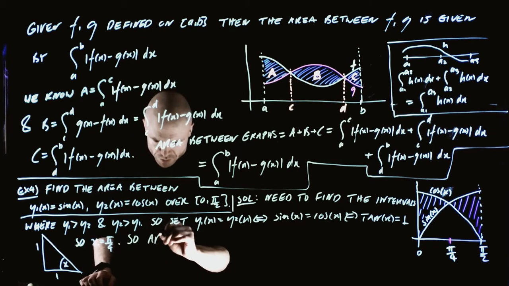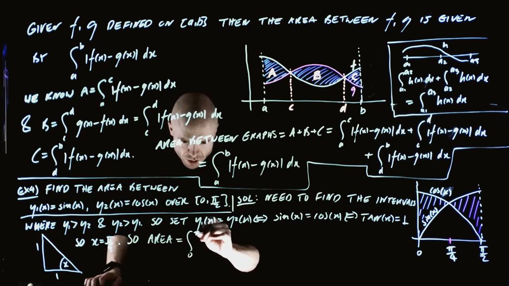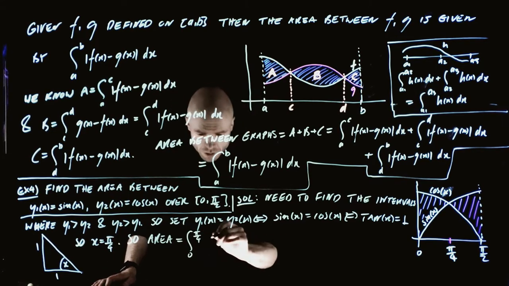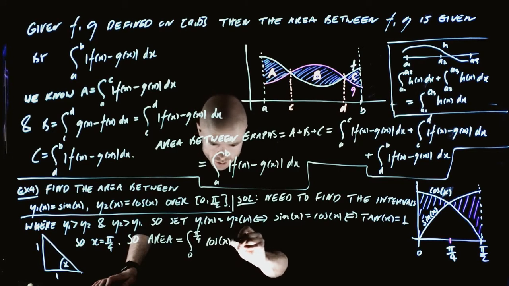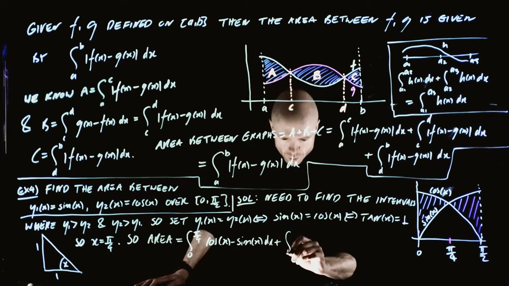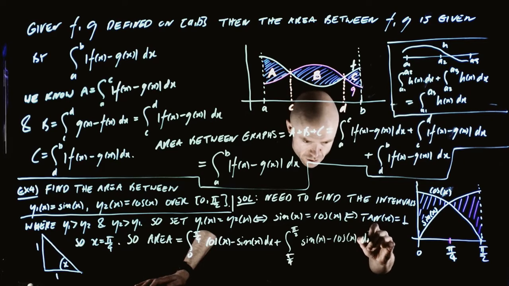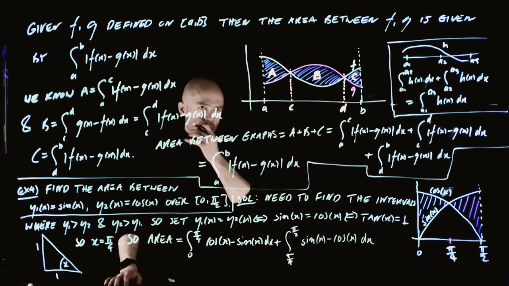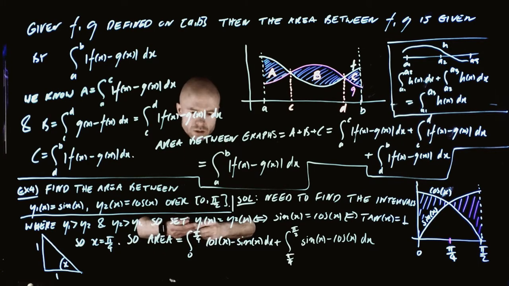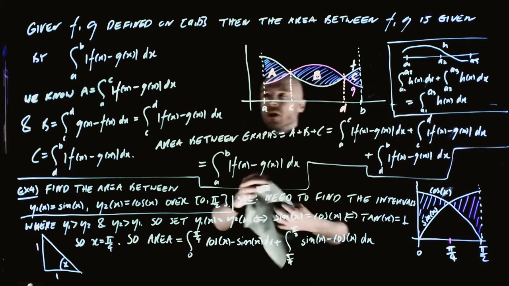So area equals integral from 0 to pi over 4 of cosine of x minus sine of x dx, and then plus the integral from pi over 4 to pi over 2 of the other thing, sine of x minus cosine of x dx. Cool, we're running out of space. Okay, let's erase a little bit of this board and then put the stuff on top somewhere.